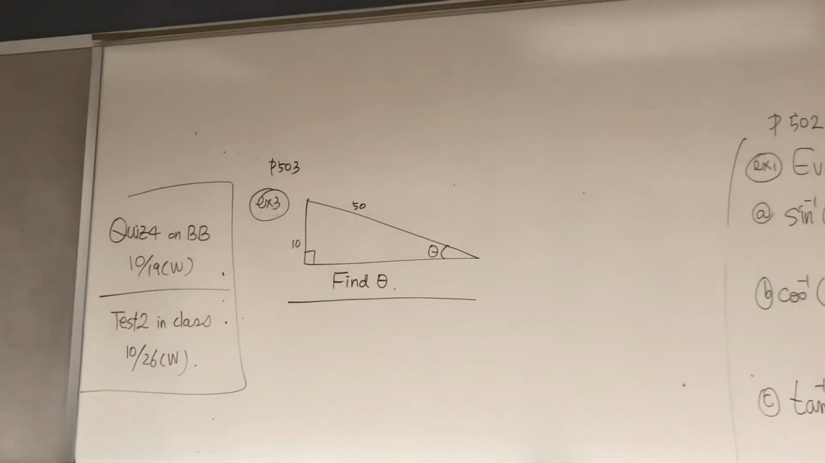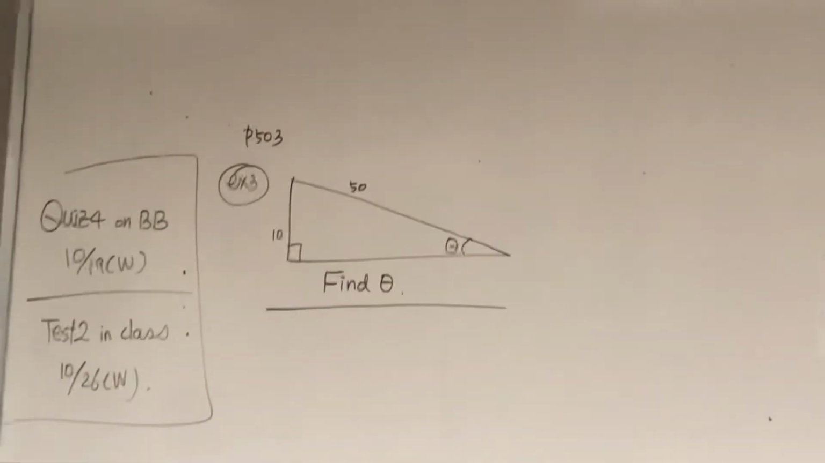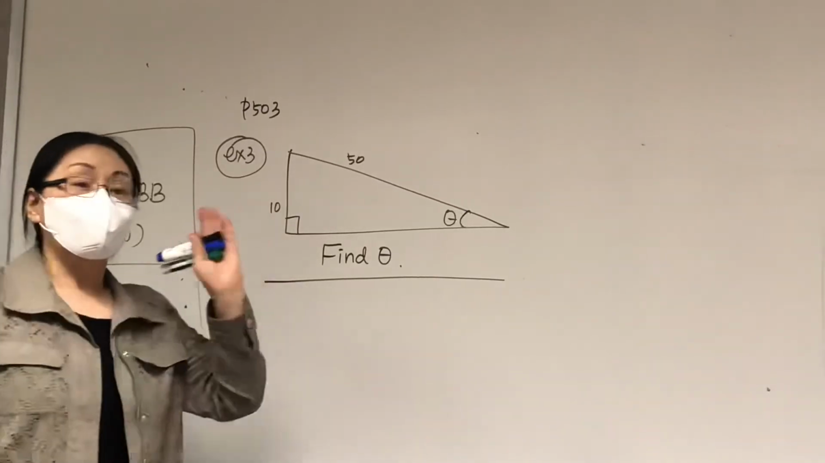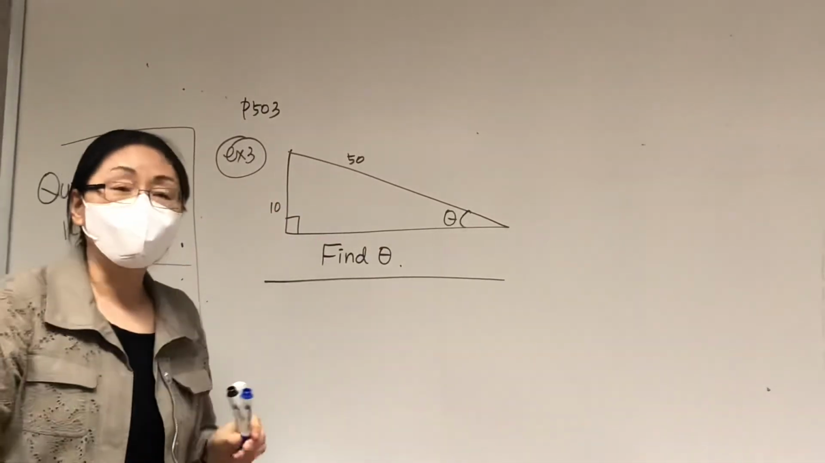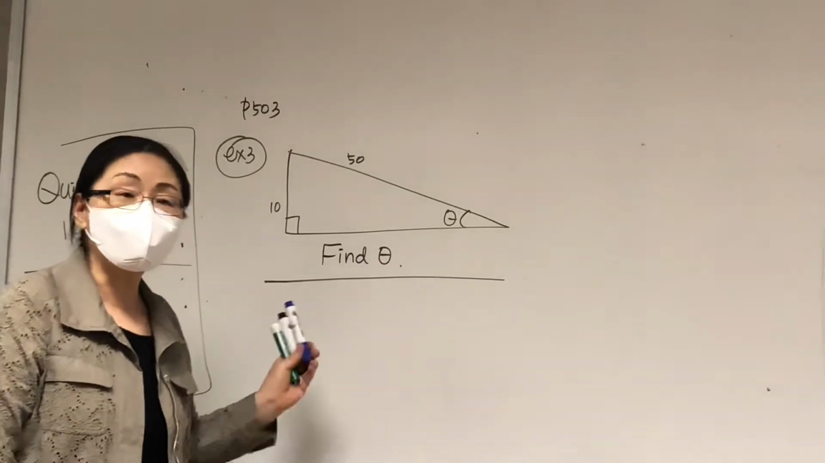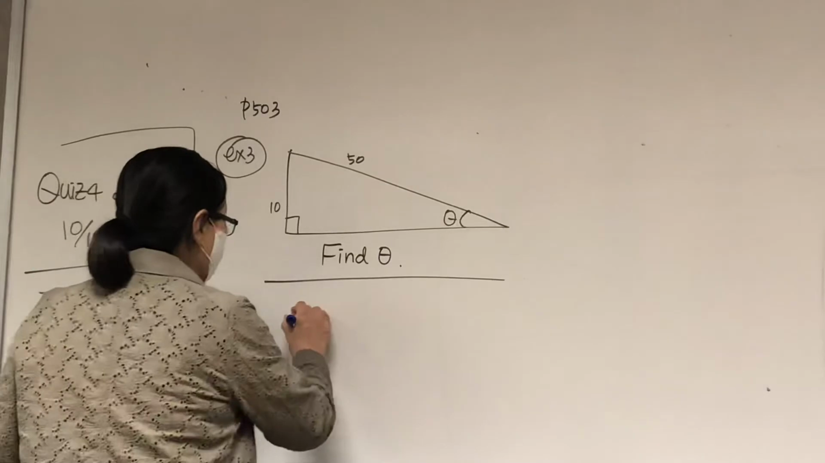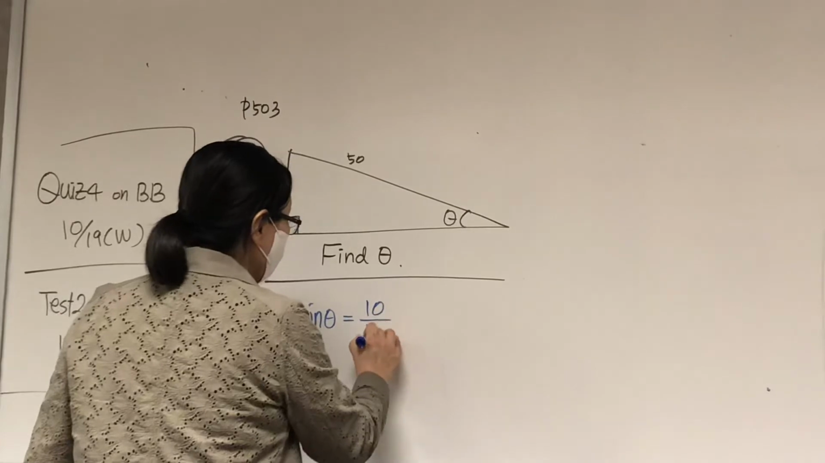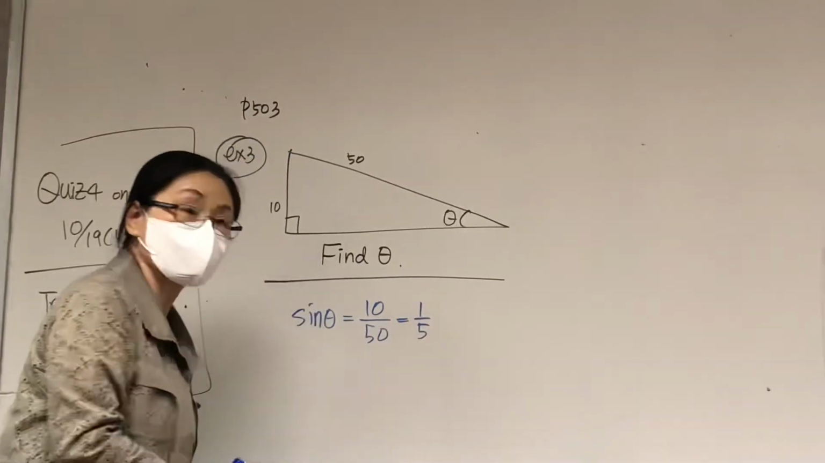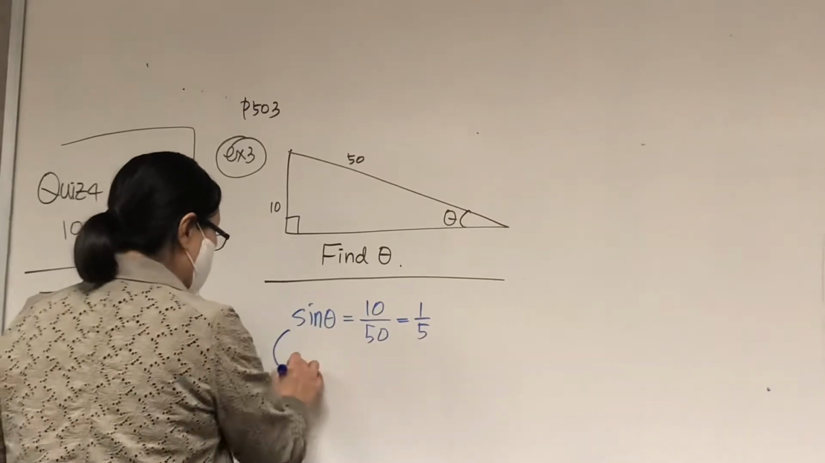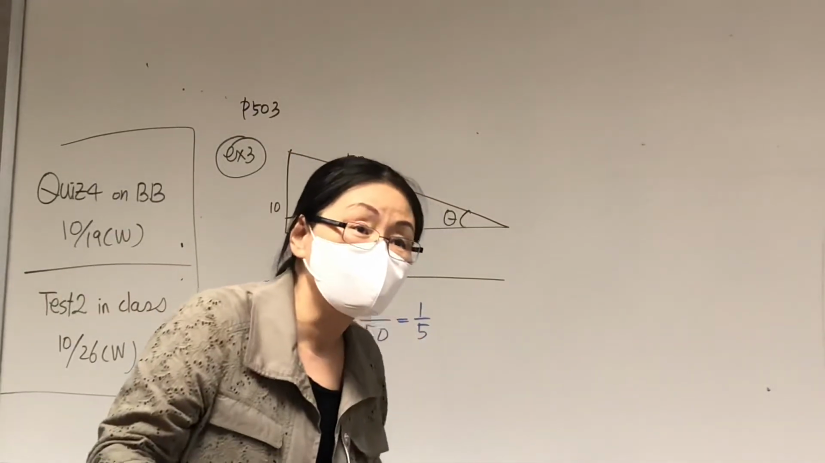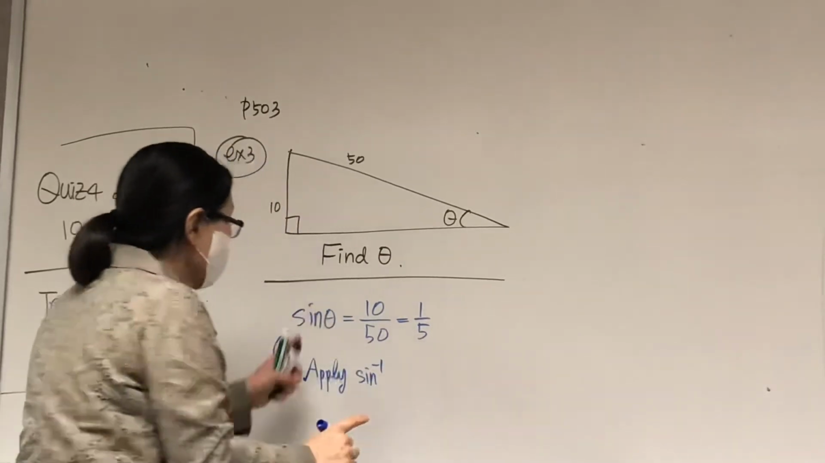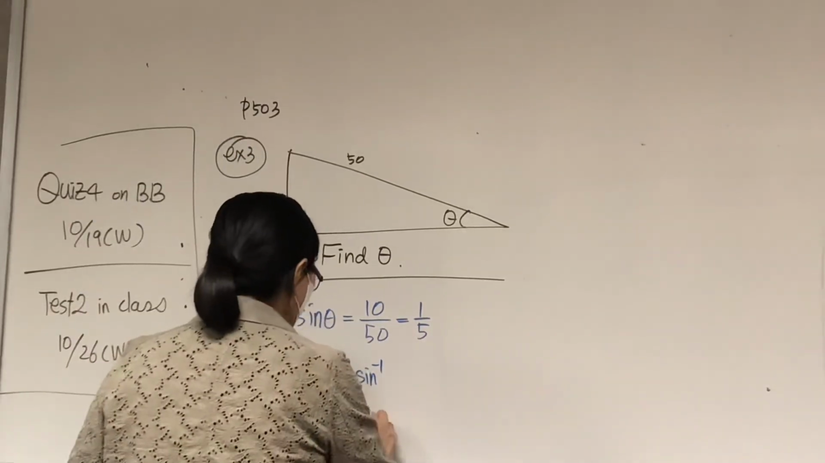This problem is exactly similar to one of the problems in your quiz 4. I don't remember the number. Starting is easy. From this information, what kind of trigonometric value can you measure? Sine theta. Very good. Sine theta equals what? 10 over 50. Very good. So 1 over 5. How do you solve for theta? Apply sine inverse, am I right? So apply sine inverse. Sine inverse sine is what? Identity.